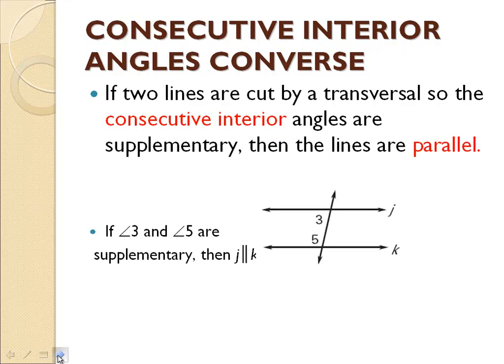The consecutive interior angles converse says if two lines are cut by a transversal, so consecutive interior angles are supplementary. Again, remember our consecutive interior angles here and here, they add up to 180. So if those two are supplementary, then the lines are parallel. So if we know angle 3 and angle 5 add up to be 180, then we know these two lines are parallel to each other.